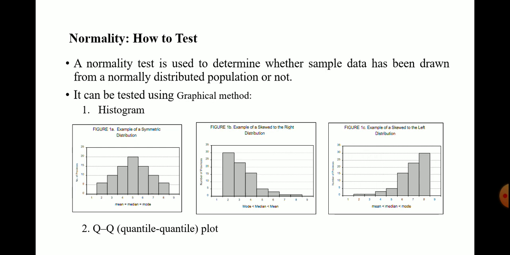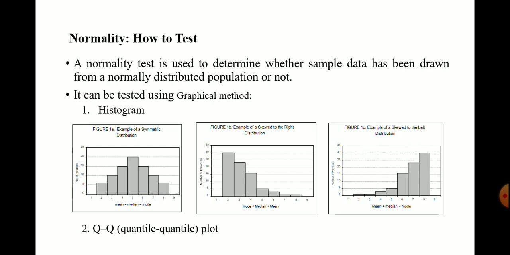Okay, so a normality test is basically used to determine whether the sample that we have derived from a population is normally distributed, or whether the population from which we have taken the sample is a normally distributed population or not. It can be tested in different ways. Using a graph we can test. How can we test using a graph?